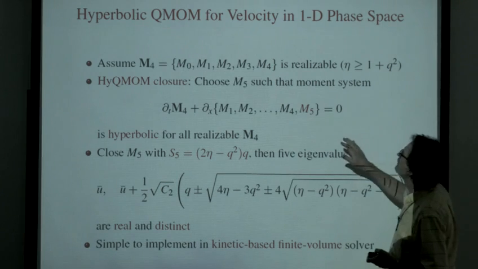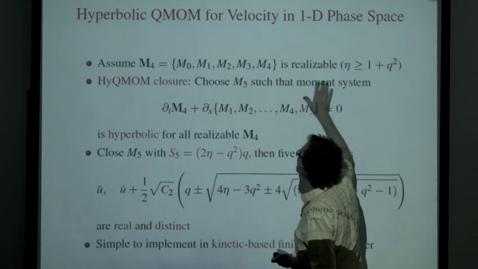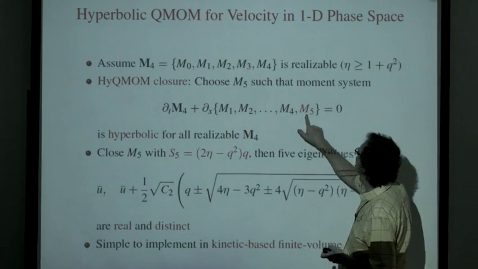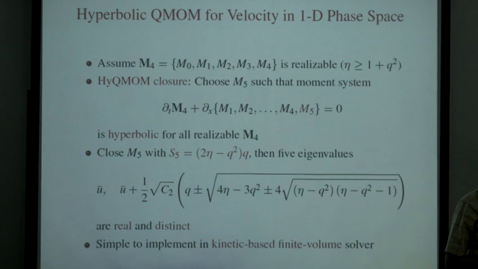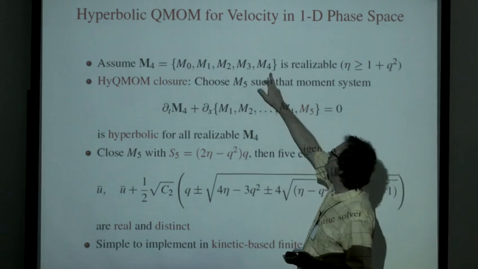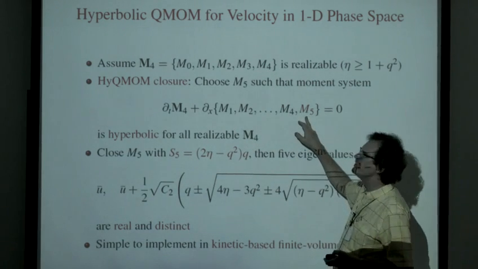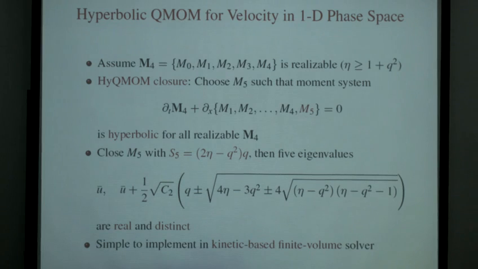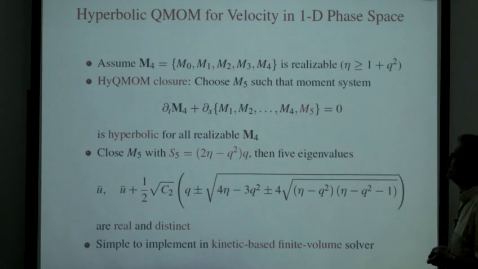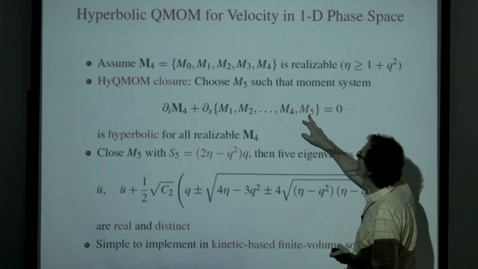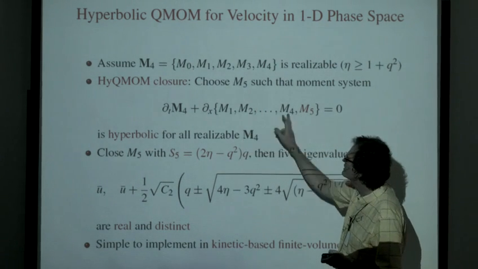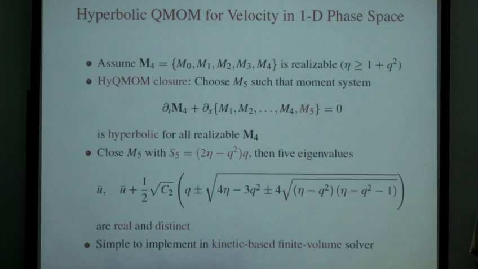Okay, so we're going to assume that we start out with realizable moments, and then our closure problem is that the free transport term, when we compute it, has M5. So if you do the integrals, the equation that transports M4 has the spatial flux of M5, right? That just comes from the integrals you're doing. And you want this choice of M5. So the basic mathematical problem: how do you choose M5 such that this system is hyperbolic for all realizable M4?